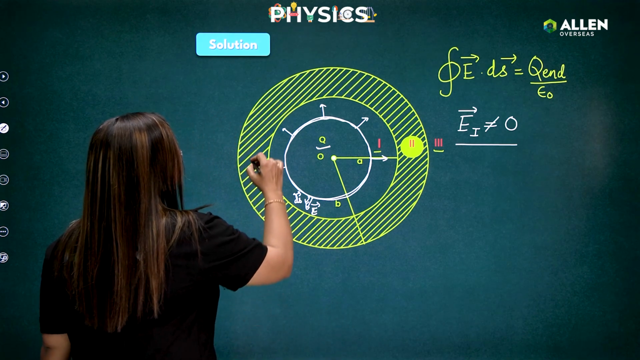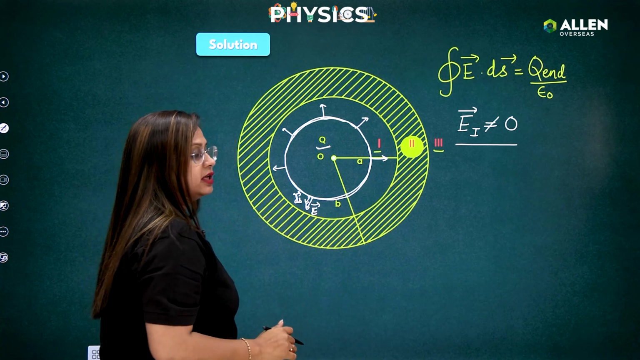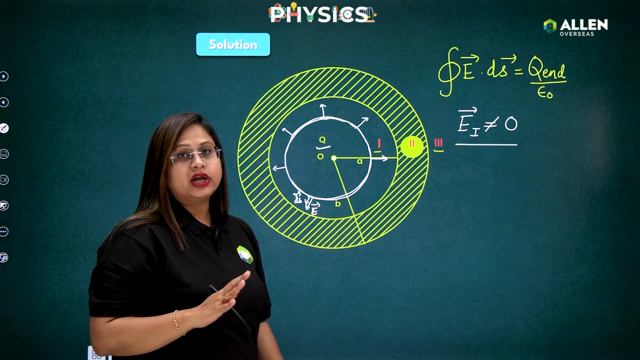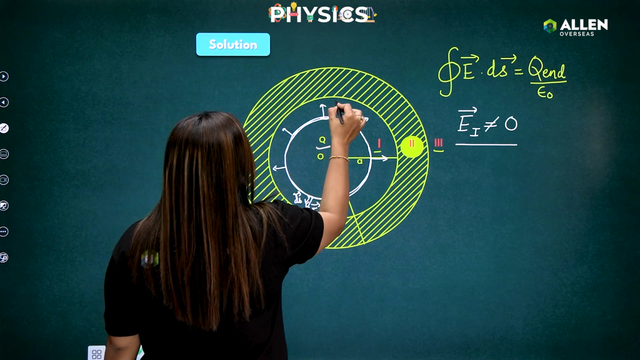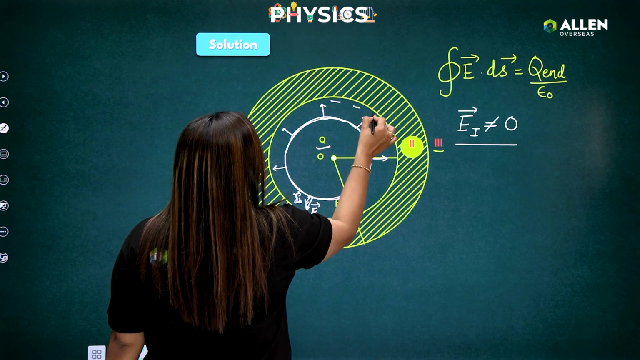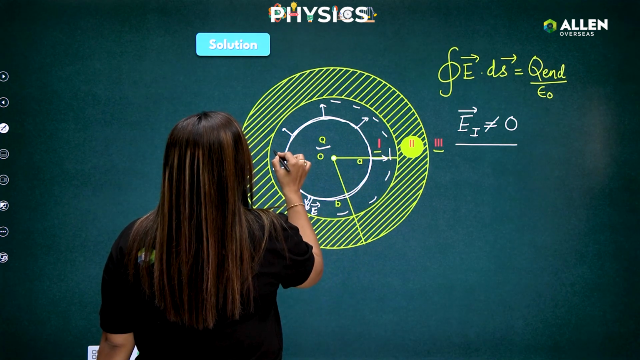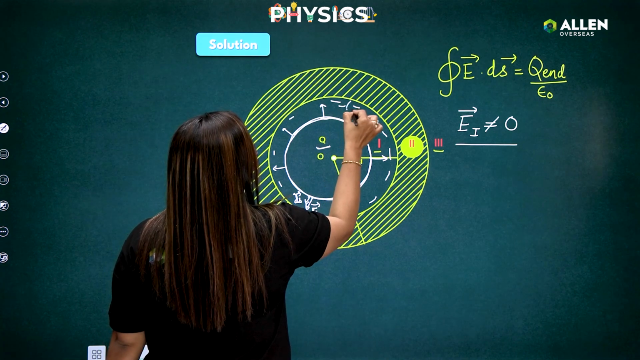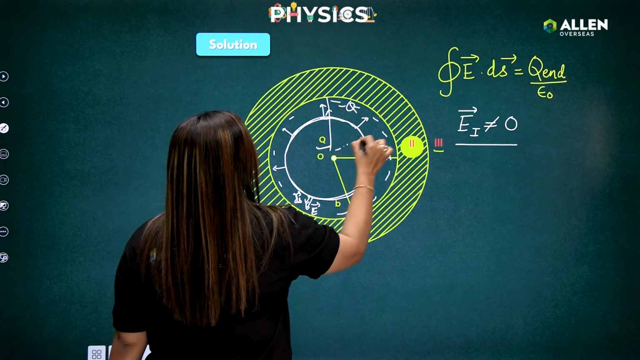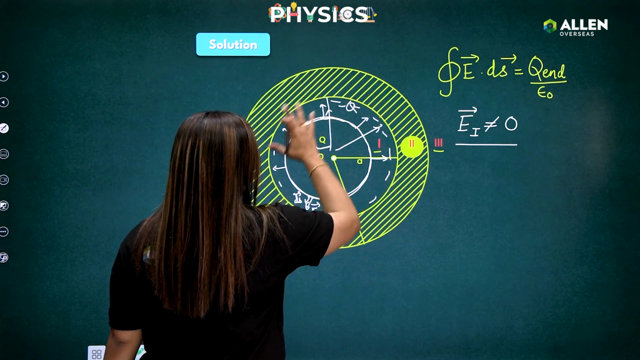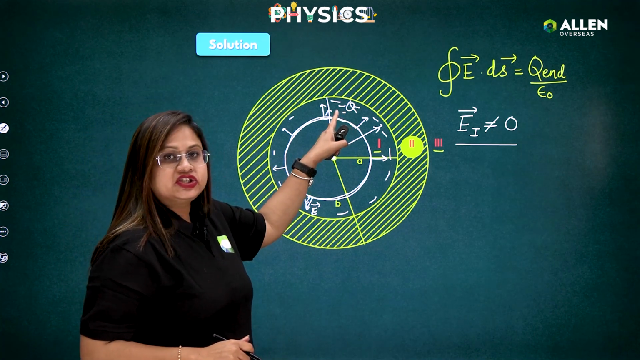But we know that inside the region within the conductor, the net electric field should be equal to 0. No electric field lines should be present there. As a result, some amount of charge is going to be induced, with magnitude equal to minus q, so that the flux coming out of this plus q does not pass into the conductor. So that's why this is the amount of induced charge that should be present.